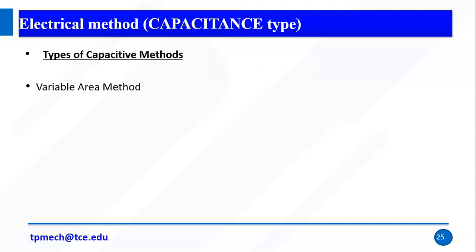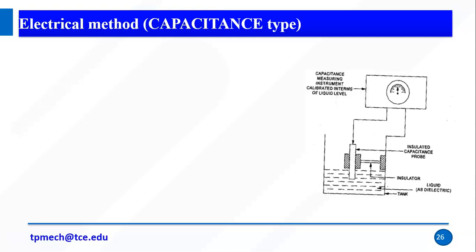Right. So we have types of capacitor method: variable area method, capacitive voltage driving method. This is one of the variable area methods. Another variable area in the sense we are going to measure the level with the help of area, the distance between these two areas. Right. So again we have a capacitance measuring instrument.